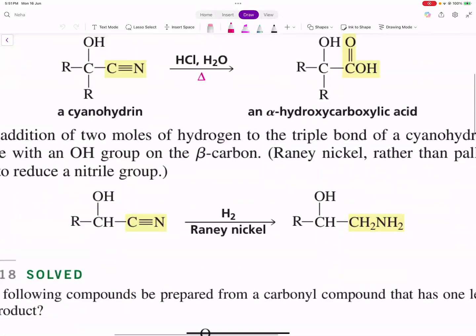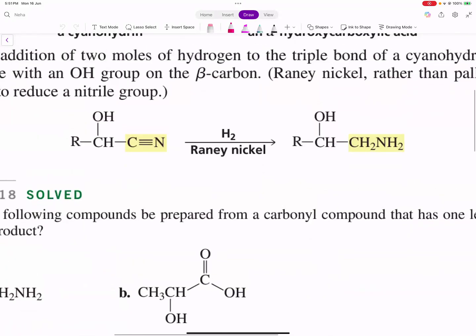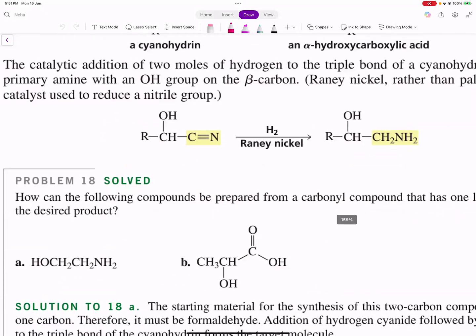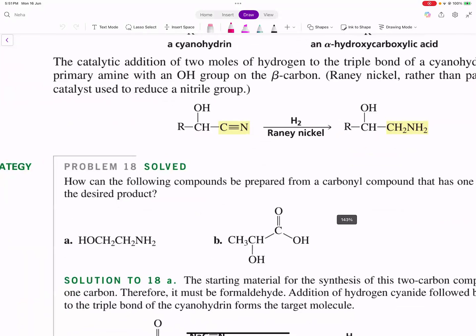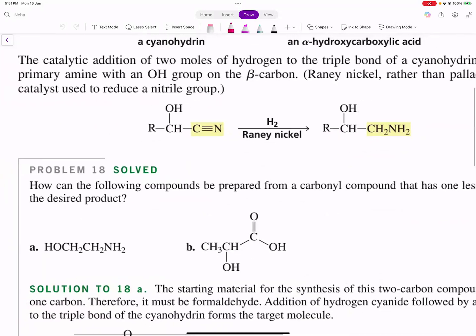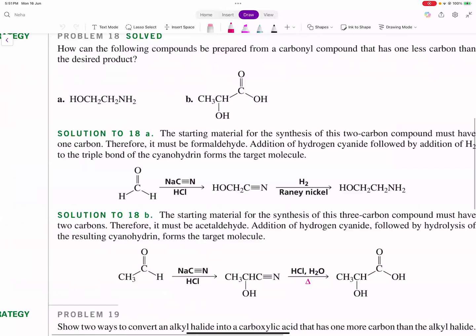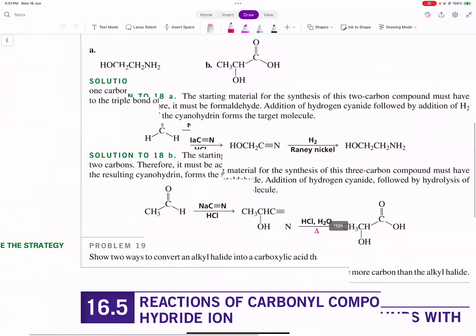We can also reduce this, just like a triple bond, adding H, H, H, H. Then we can treat it as CNP. Okay, these are problems, solved and unsolved. So this is homework.